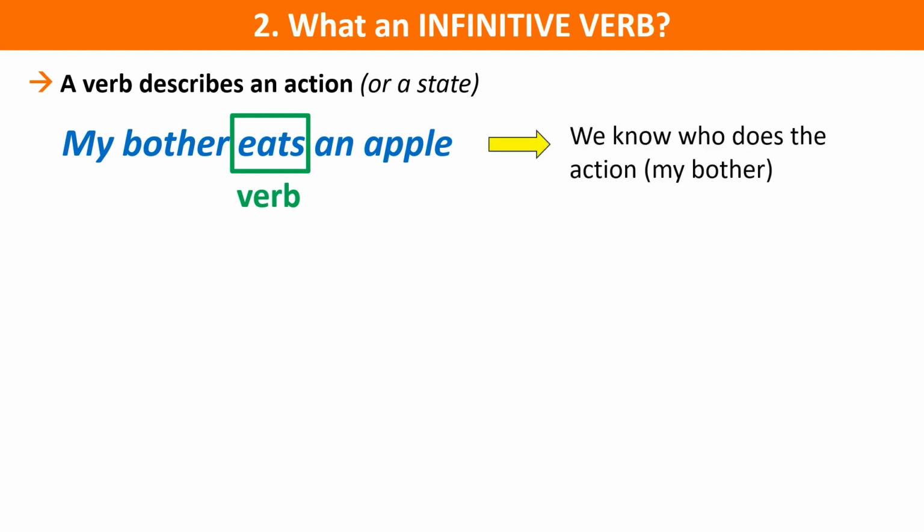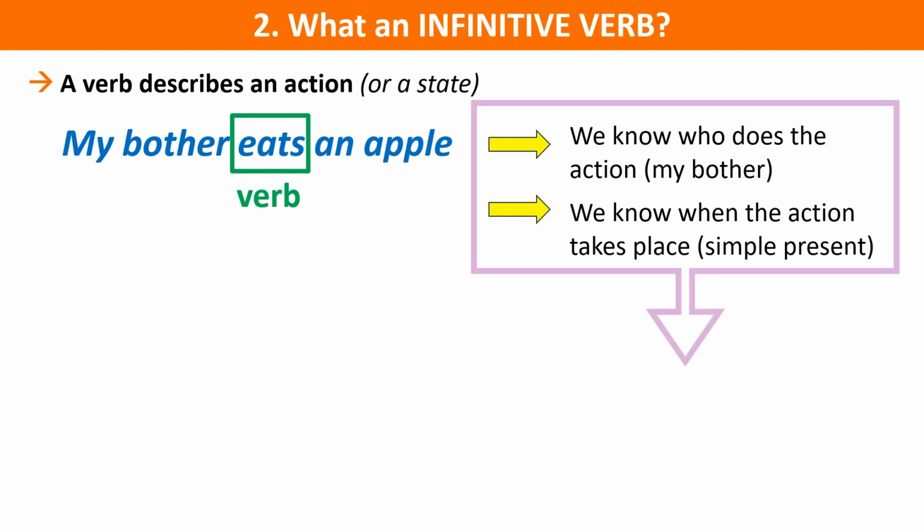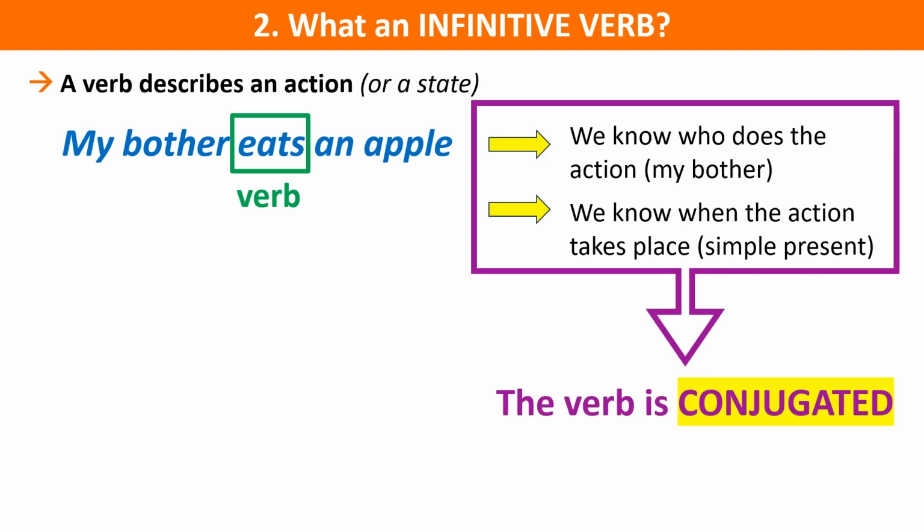And in this sentence, we know two things. We know, first of all, who does the action. We know it's my brother, but we also know when it takes place. We know it's the simple present because it seems to be usual. We know it's now or regular. So it's a simple present. When we know these two things, it means that the verb is conjugated in the present tense.